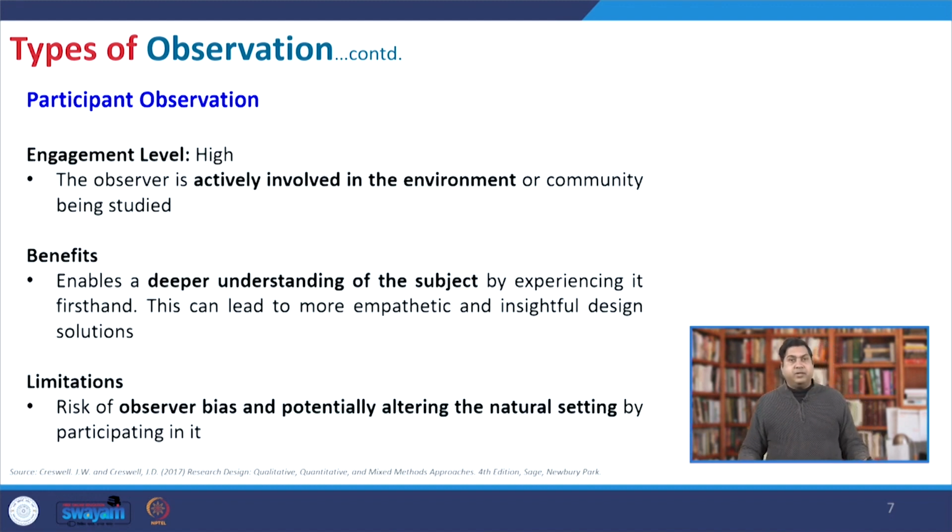Another way of classifying the observation based survey is participant observation. In this case the engagement of the observer is high. The observer is actively involved in the environment or community being studied, so the observer becomes one of the subjects, or maybe it's not good to say subjects. They become part of the studied group or community, so that by staying with them and working with them, you can observe.